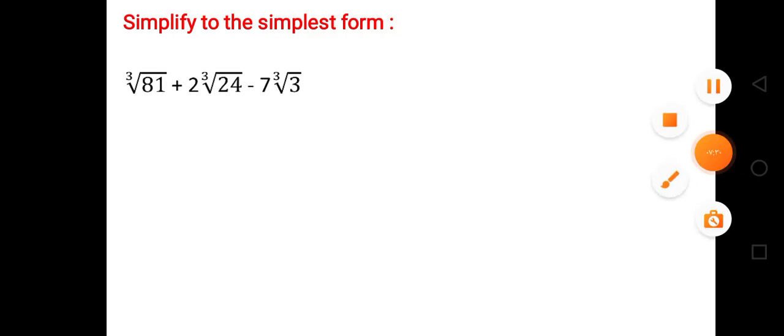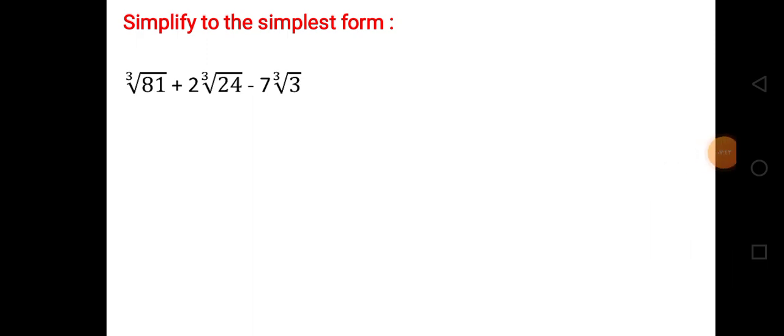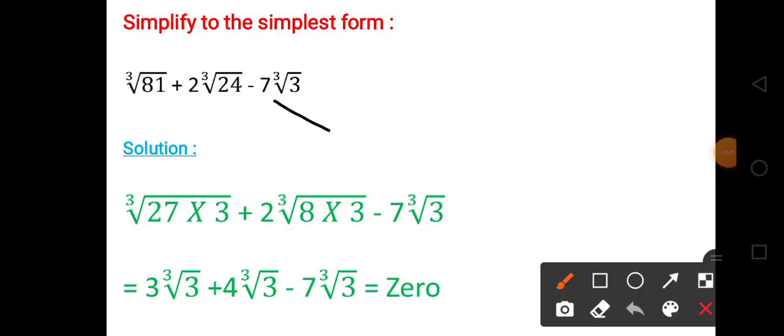Simplify to the simplest form. Cube root 81 plus 2 cube root 24 minus 7 cube root 3. Notice that the smaller number here is what? 3. So we will use number 3 here and here. Okay? Let's factorize it. Cube root of 81 equal 3 multiplied by 27. And put 2 here. Cube root of 24 equal 3 multiplied by 8. And write 7 cube root 3 the same.